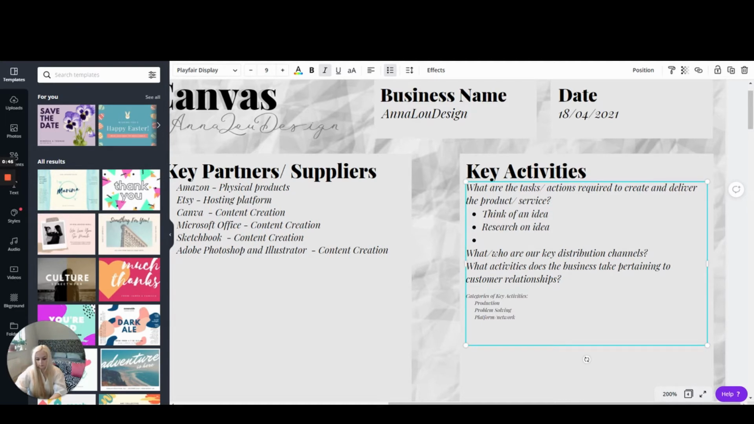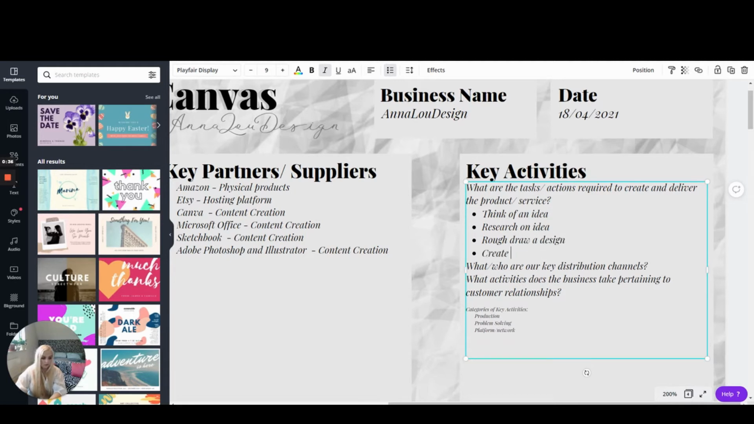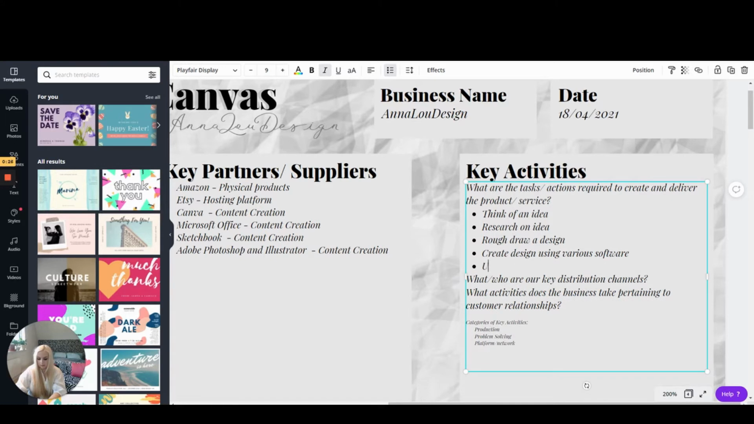I then need to rough draw a design and then create the design using various software. I then need to upload to Etsy.